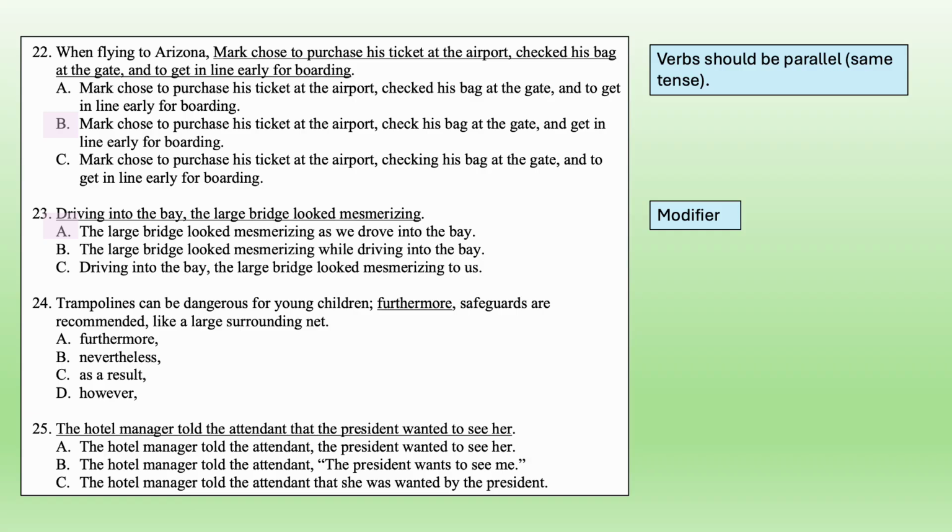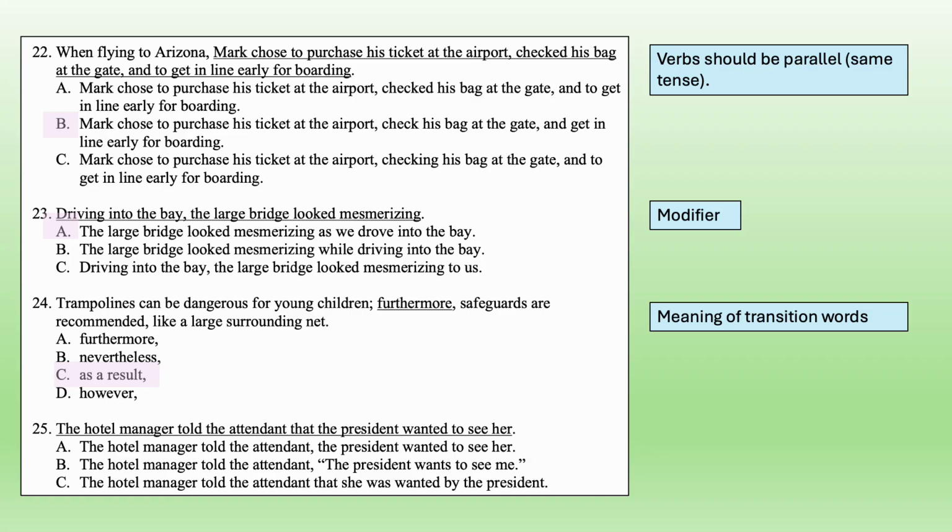You will get a few questions that want to test your understanding of these transition words and their meanings, because transitions have different meanings. Some of them indicate similarities, like you're adding on to a point you just made. Some of them indicate cause-effect. Some of them point out a contrast being made, and you need to know which ones do which. So for 24, the answer is as a result. This is a cause-effect relationship. In other words, because trampolines can be dangerous for young children, safeguards are recommended, like a large surrounding net.